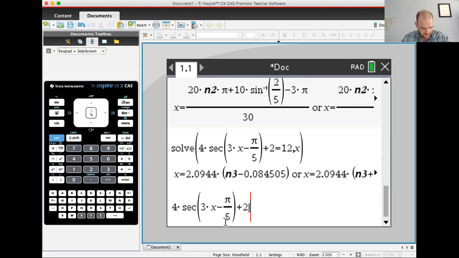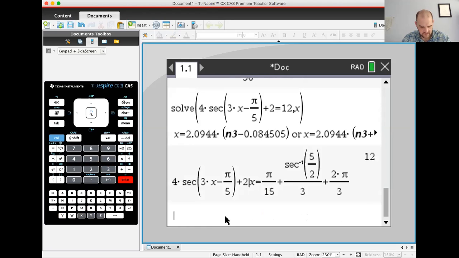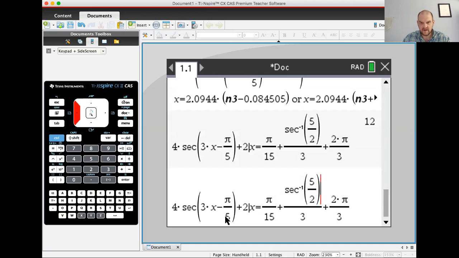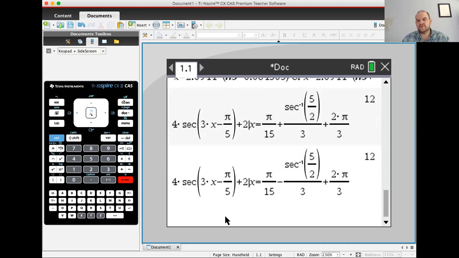So when you're working on your own, I expect you to be checking your answers. Don't be lazy. You don't have to ask other people. You have this calculator that can do the work. All right, arc secant of 5/2 over 3. And then I'll just add 2 pi over 3 right off the bat and see if it worked. So it gave me 12, which is what it should have given me. That's one of them, but there's another type, right? And all we have to do is change this to a minus. Also gives us 12, so we got it.